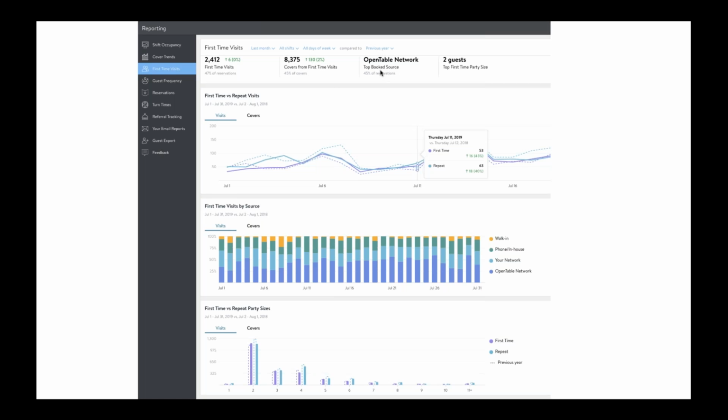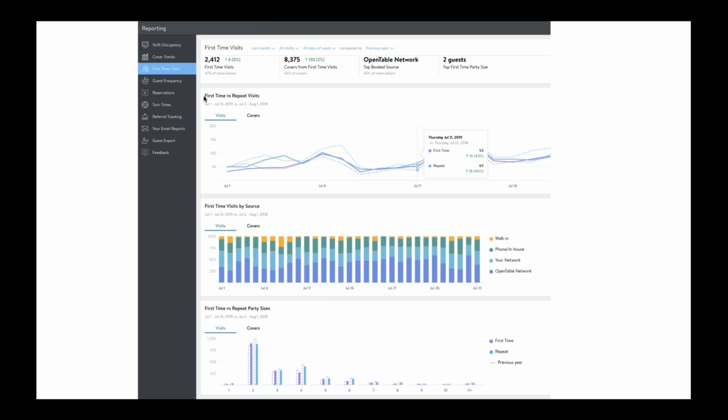OpenTable Network is the top booking source: 45% of all your reservations for first-timers are booked through OpenTable Network. So OpenTable does generate a lot of first-time diners in this case. The most popular first-time party size is 2 guests, so parties of 2.